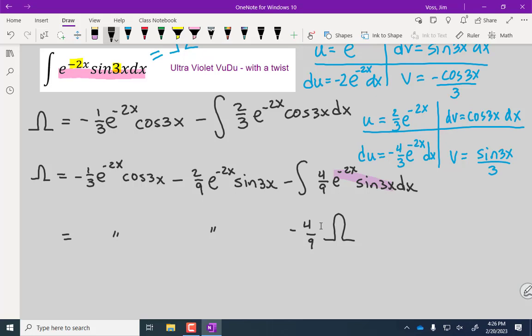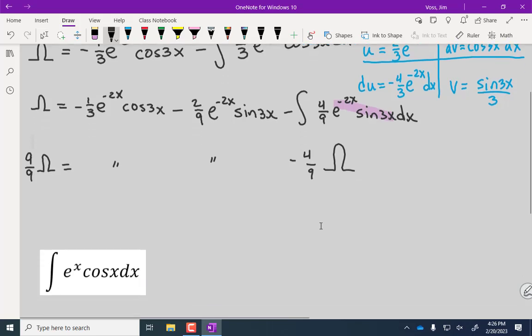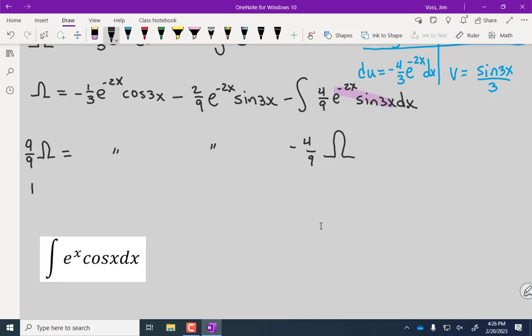And here's where we twist. What do we do? Now we're back to algebra 1. If you have some omega on the right and you have some omega on the left, you twist them over and combine them. We combine the like terms. On the left, we could write this as 9/9 omega. So we have some omega there, we have some omega there. Put them together. How many omega will we have on the left? 13/9. Yeah.